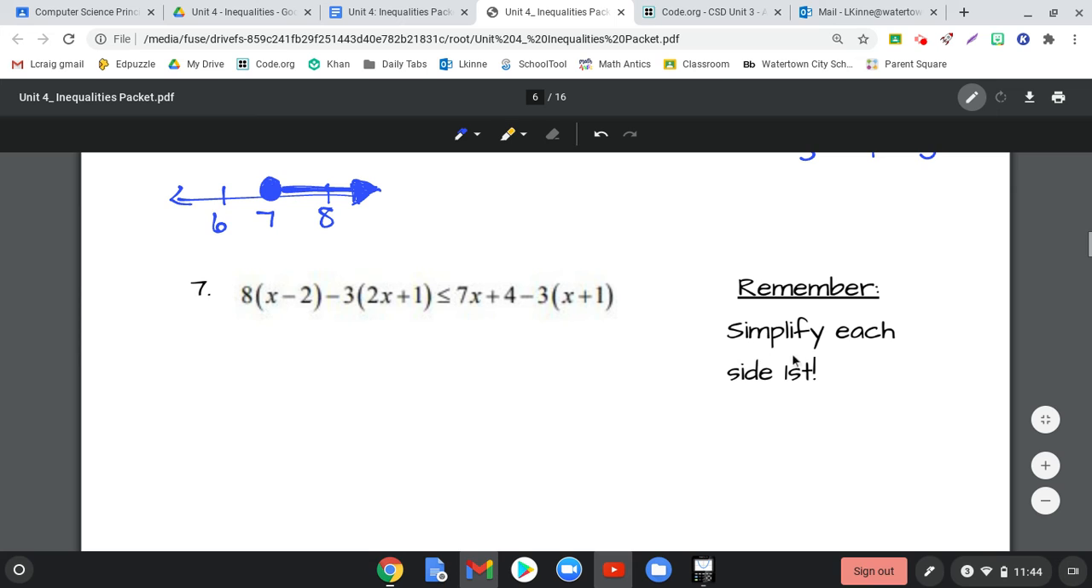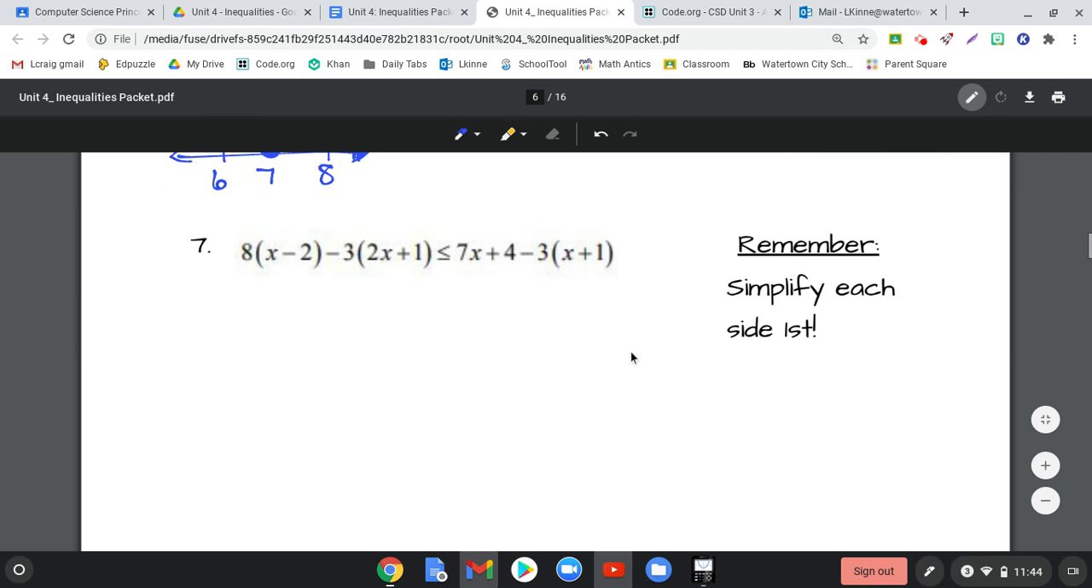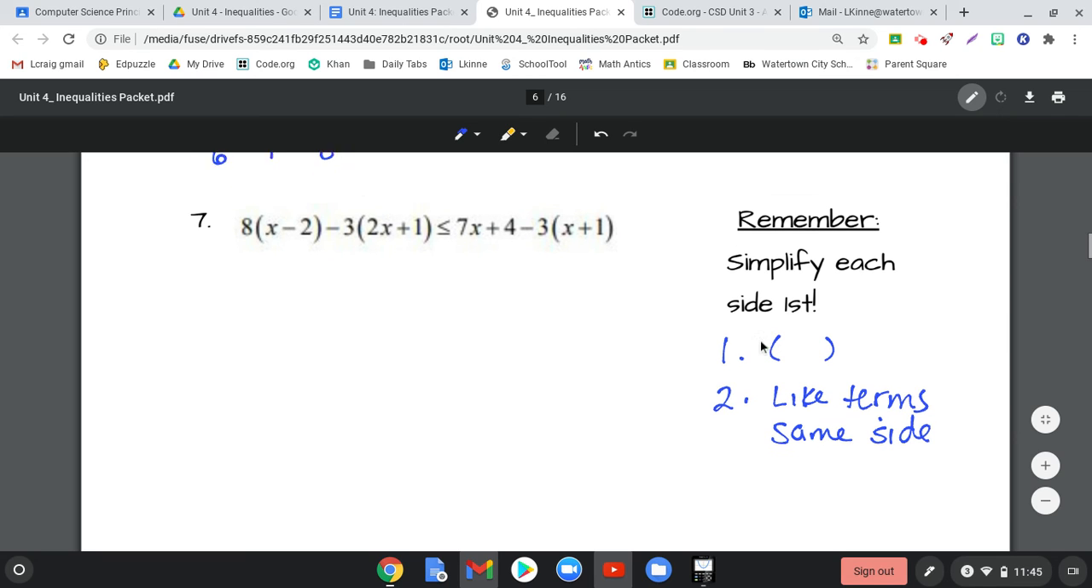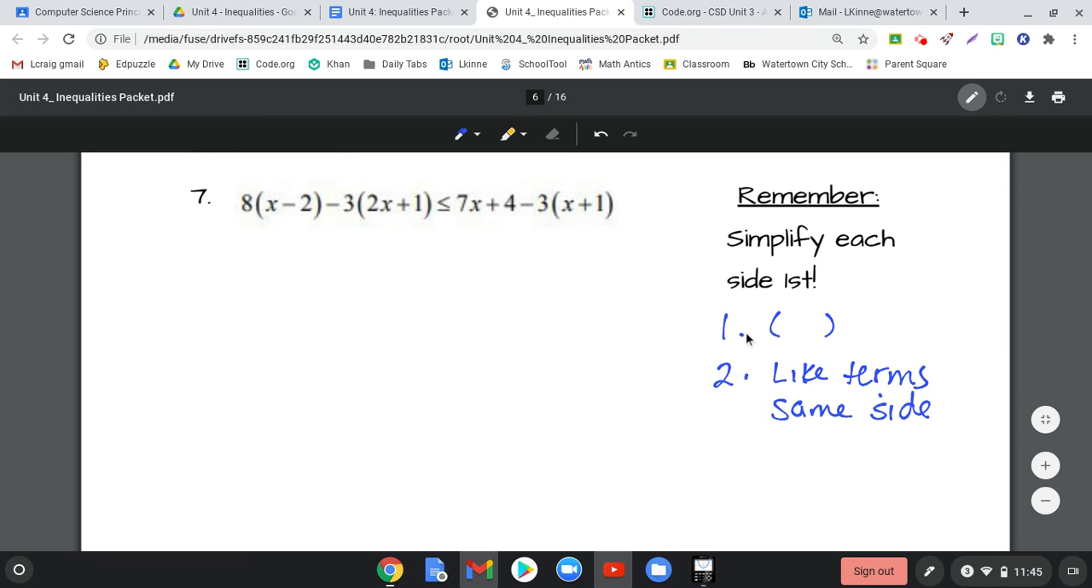All right, and the last one, wow, what a doozy. Well, just remember, we're going to simplify each side first. We're going to take care of parentheses. Then we'll combine like terms that are on the same side before we move anything around. All right, you can do this one. Don't look at it and say, yeah, no, I'm not doing it. Pause the video, give it a try, or even the first step.